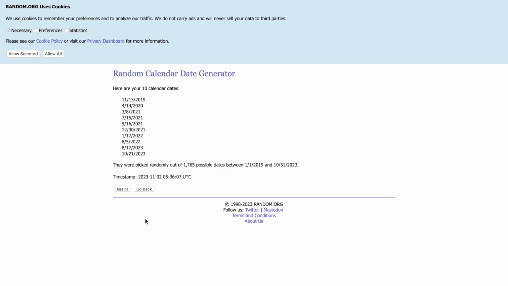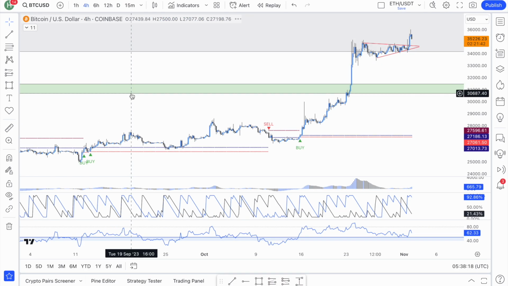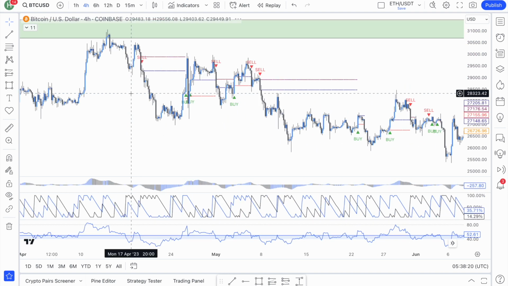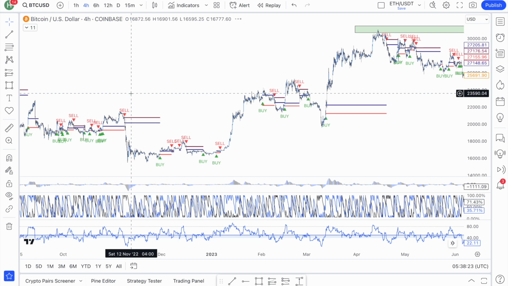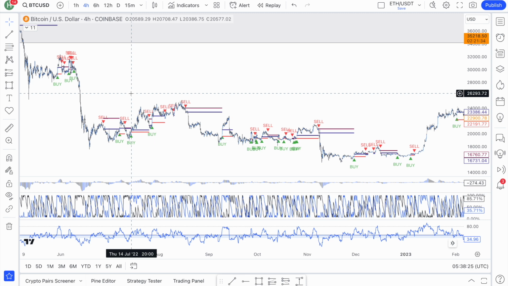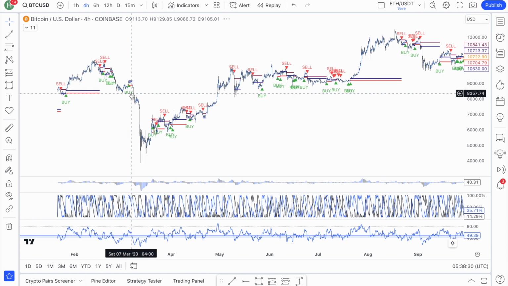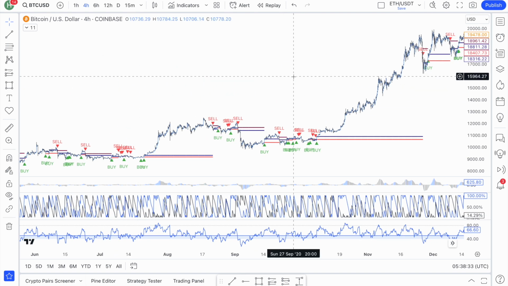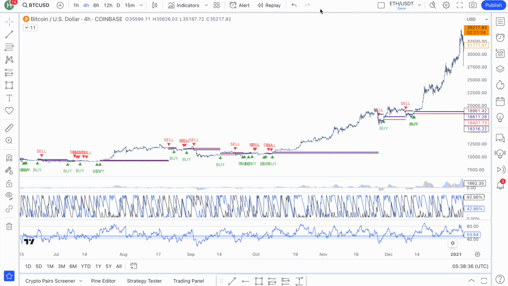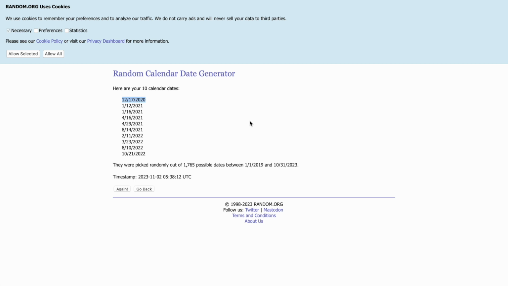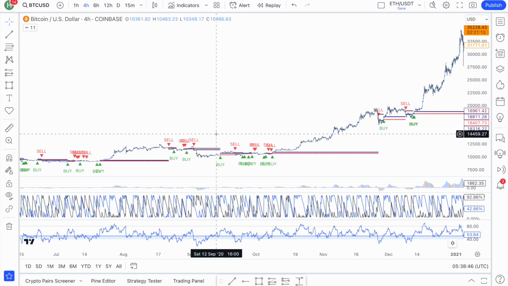So what we're going to do, I'm going to hit this random again. Our first one is going to be December 17th, 2020. So I'm going to start on a 4 hour on December of 2020. Let's see here. Got a long way to go. All right, so December. What did I say here? Sorry, I had to close Discord because sometimes it just gets annoying. December 17th, 2020.